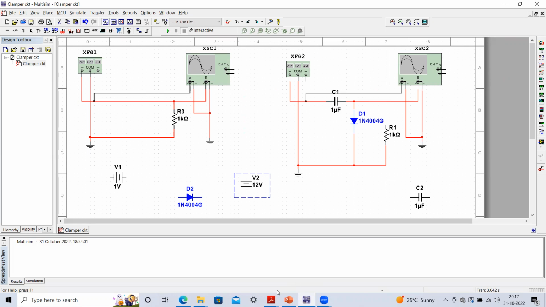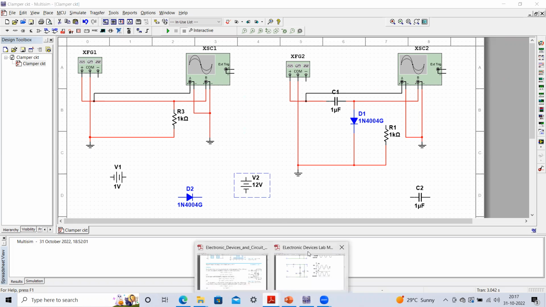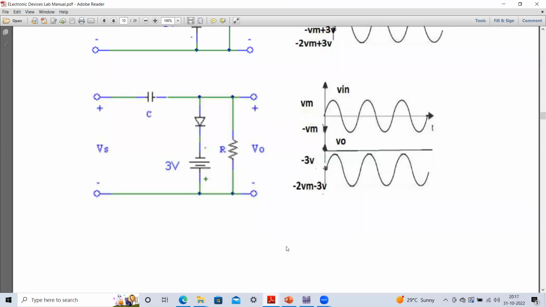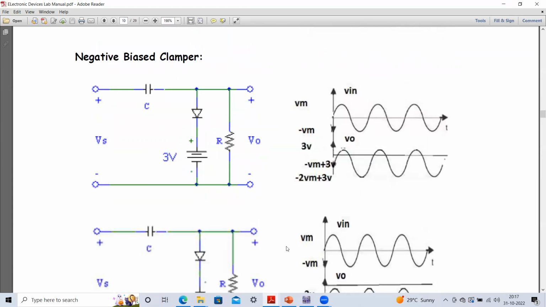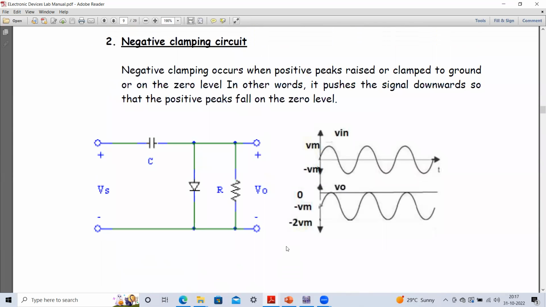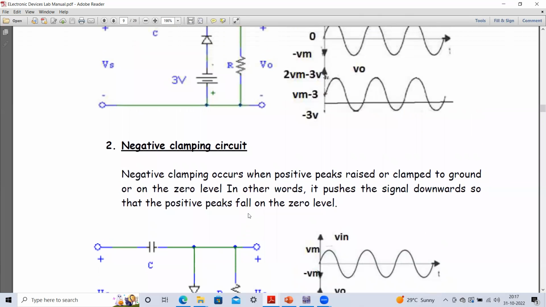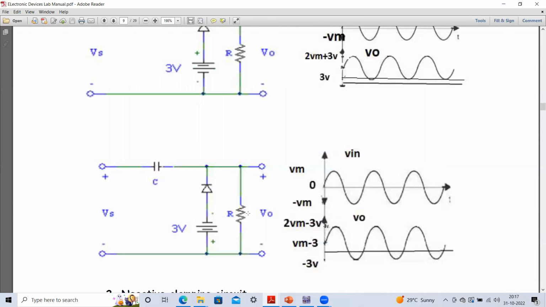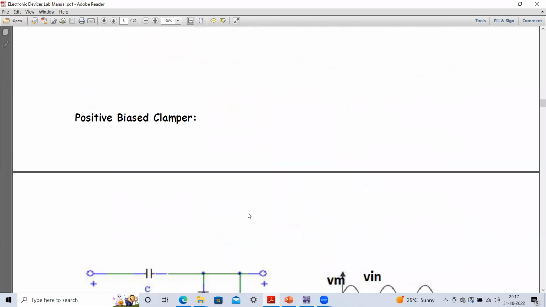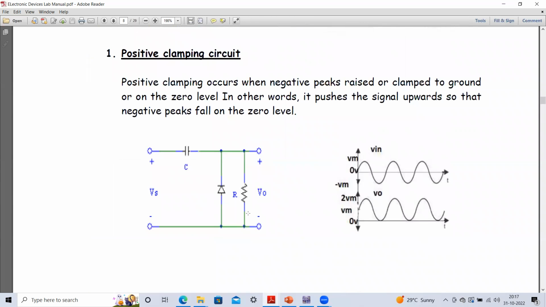One important observation about the clamper circuit is that there are two or three parameters we have to keep in mind. First of all, because it consists of a capacitor and resistor, we cannot choose this R and C value arbitrarily. This capacitor should not discharge through this resistor whenever the diode is in the off state.